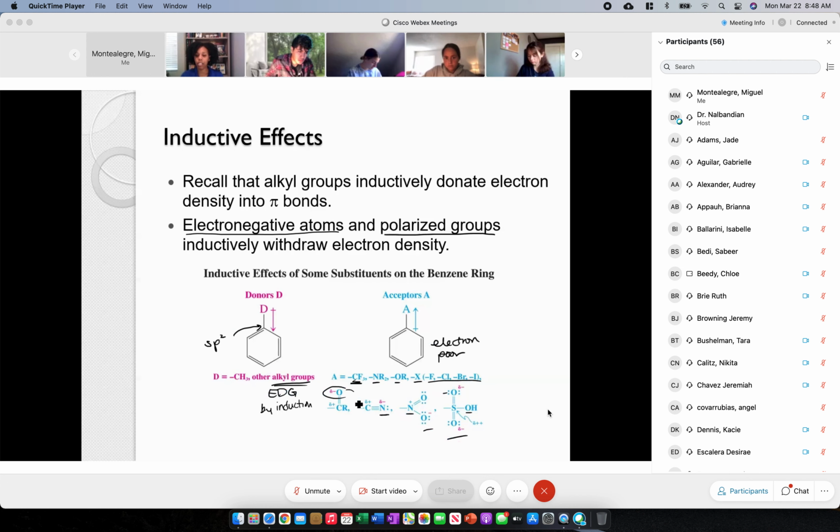And then we have our CF3, nitrogen, oxygen, halogens. We have our carbonyls, any kind of carbonyl, cyano group, nitro group. This is our sulfonic acid group. All of those we've seen before, and now we're looking at them in this context as electron withdrawing groups.